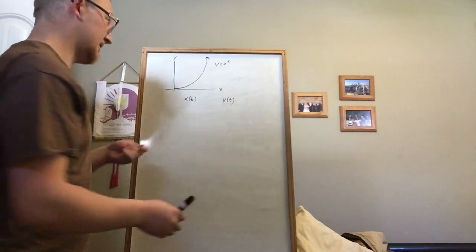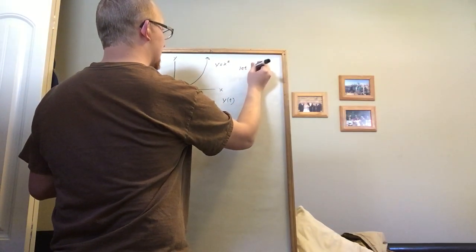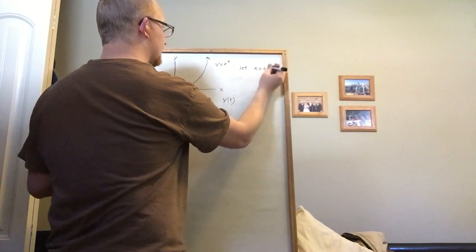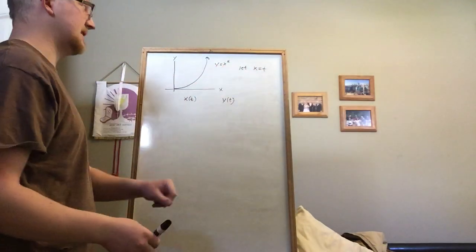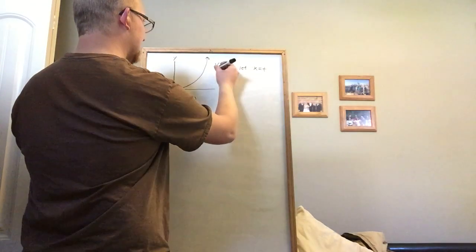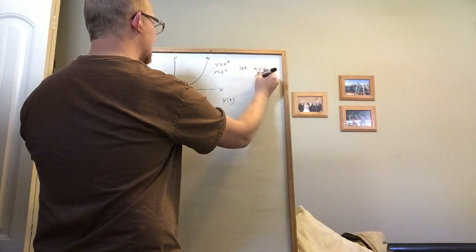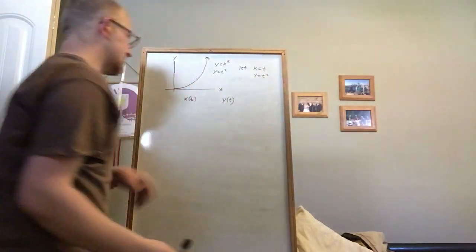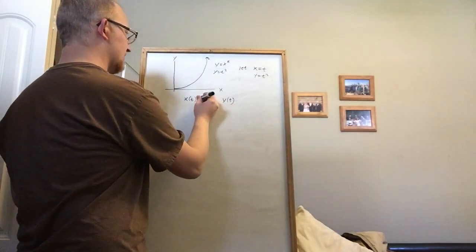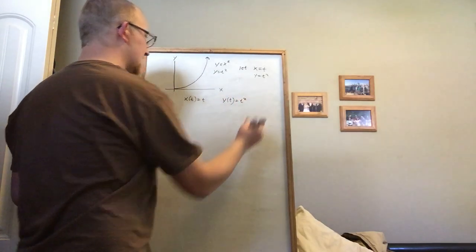Well, I could go ahead and start a substitution and say let x equal t, right? So now x equals t. Well, what does y equal? Well, if I plug in t for x, y equals t squared. So now x as a function of t is just t. y as a function of t is t squared.